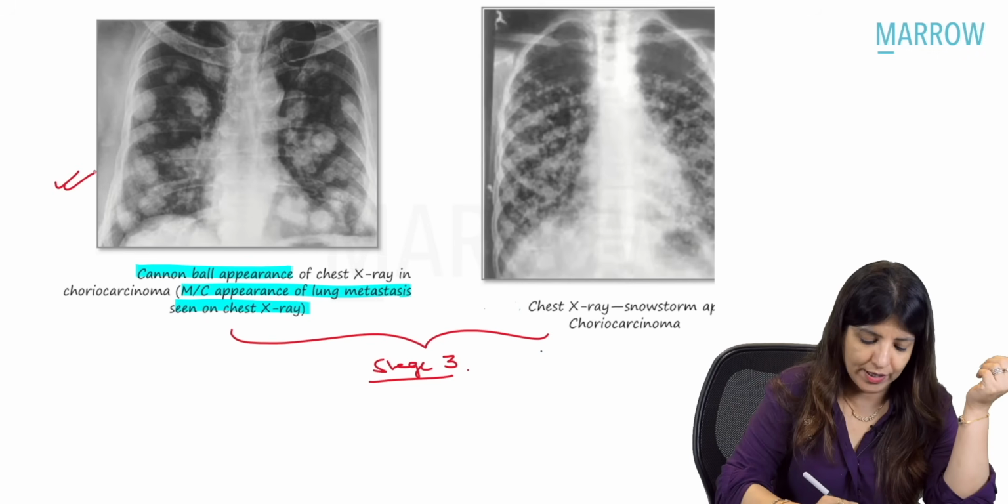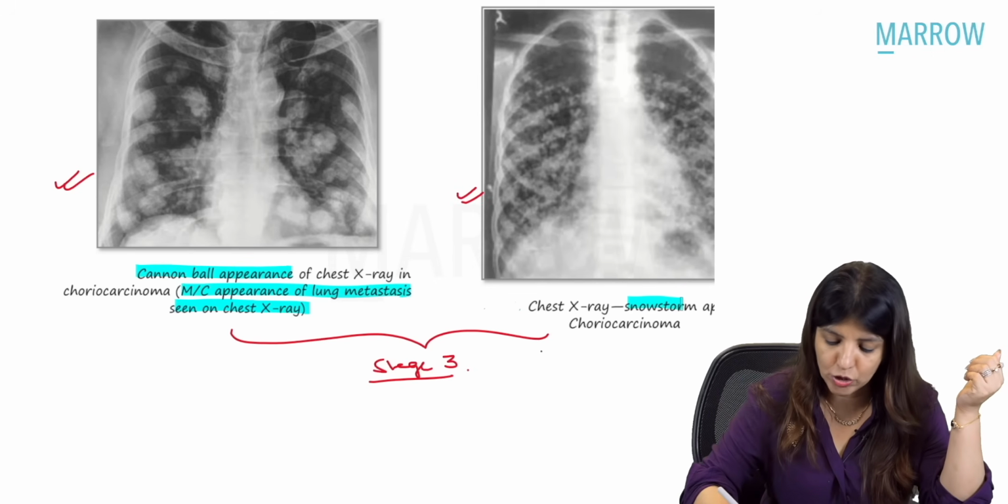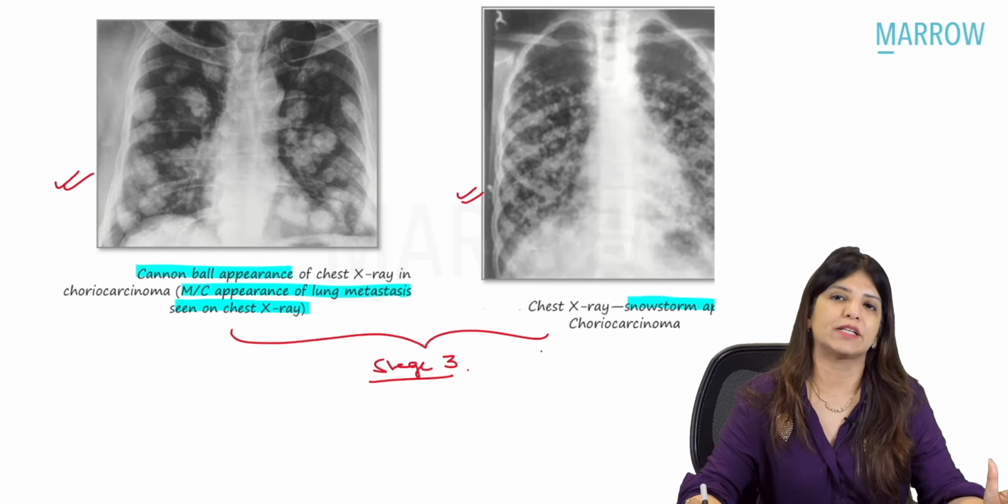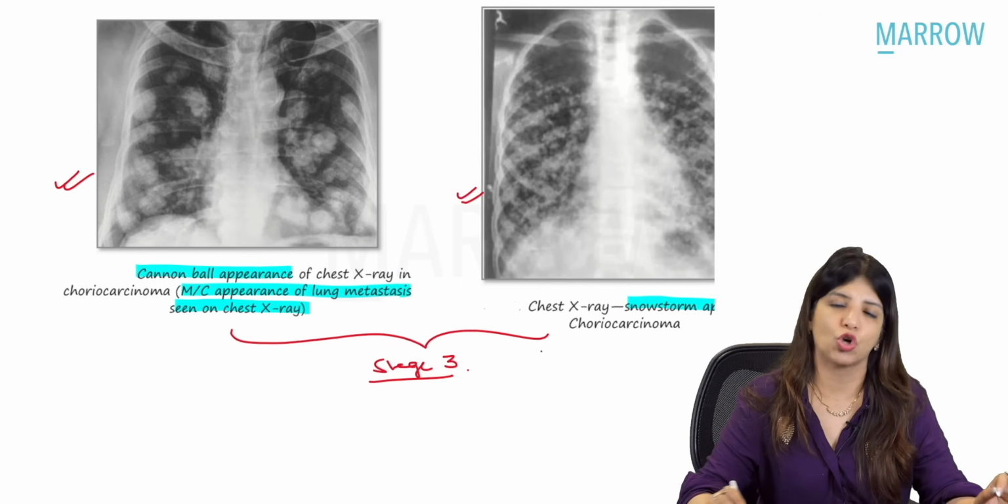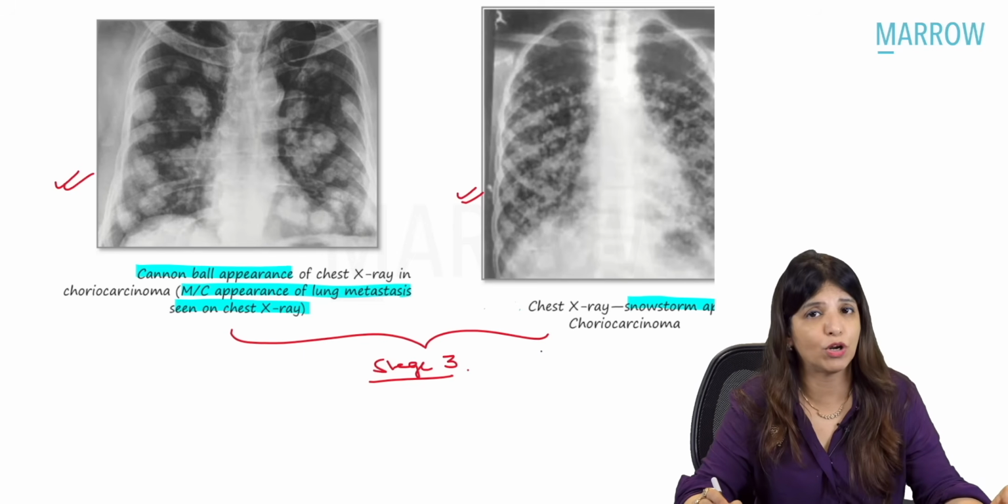So this over here is a cannonball appearance, and this over here is snowstorm appearance. Please do not say that the most common appearance of lung metastasis on chest X-ray is snowstorm. No, it is not. It is cannonball appearance. Clear to all of you?